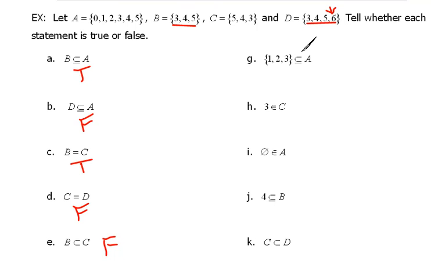Okay, part G says the set 1, 2, 3 is a subset of A. So here we have A. If we were to take this part out, 1, 2, and 3, would that be a smaller portion of A? Yes, it is. So that is true. Let me erase some of this off again.